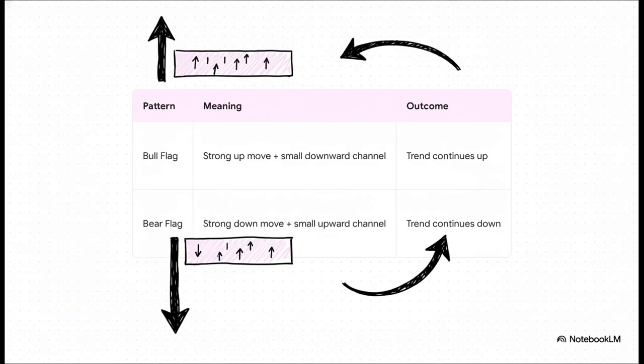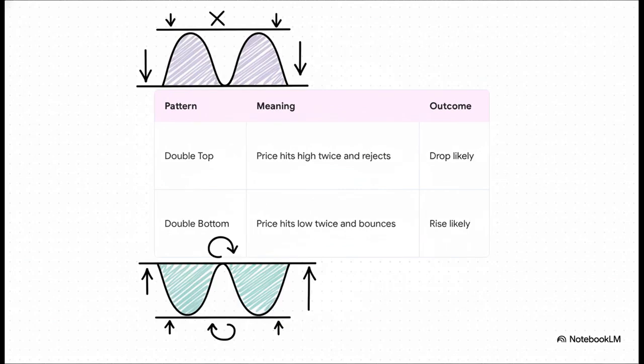Flags are another classic continuation story. I want you to imagine a big, strong, explosive move up. That's the flagpole. Then you see the price just kind of chill out and consolidate in a small, tight channel. That's the flag. It's really just the market catching its breath before it takes off again on another sprint in that same original direction.